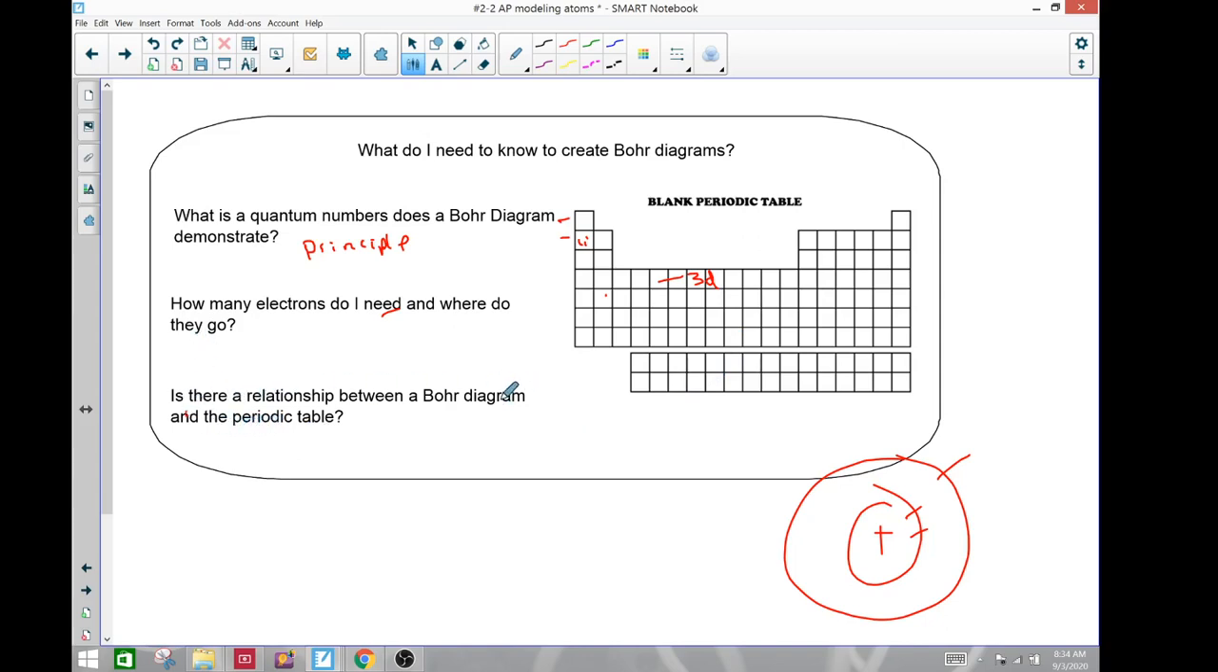Is there a relationship between Bohr diagram and periodic table? Absolutely. First energy level, second energy level, third energy level, fourth energy level. This is just showing energy levels, which the periodic table shows you.